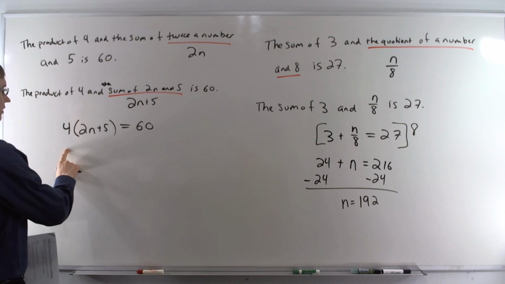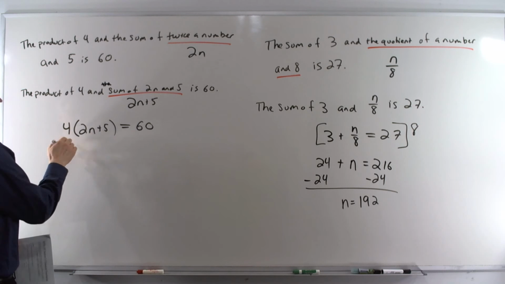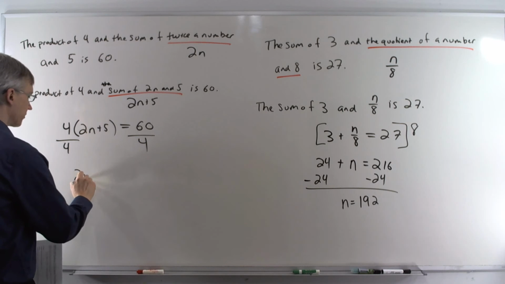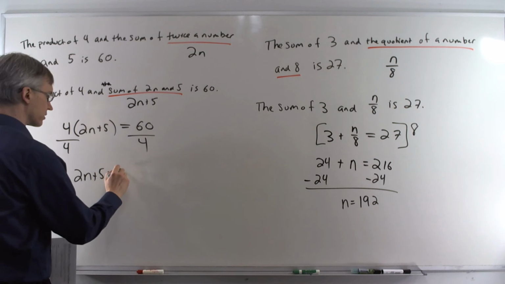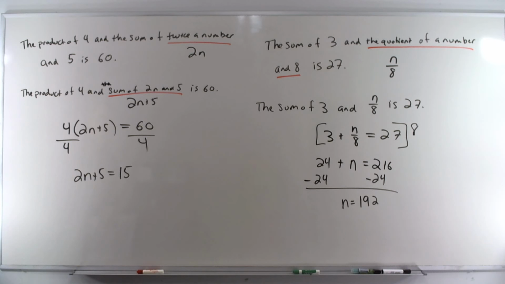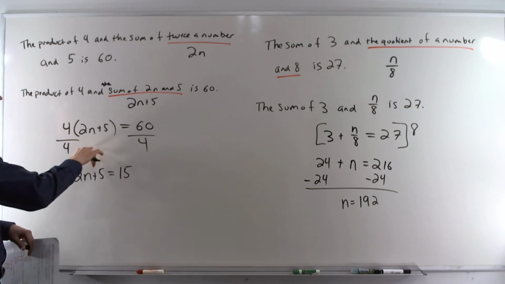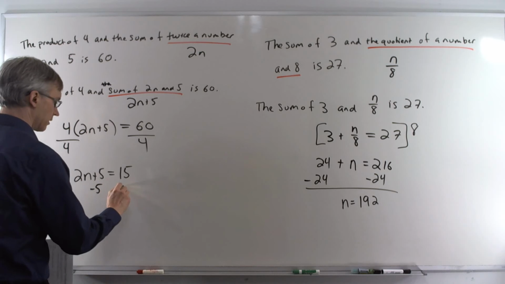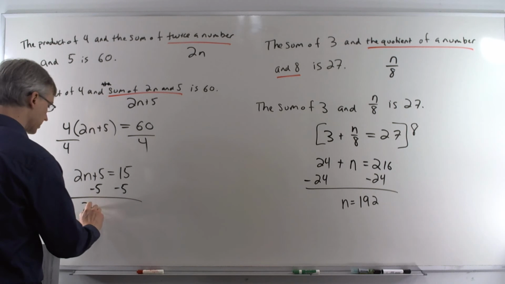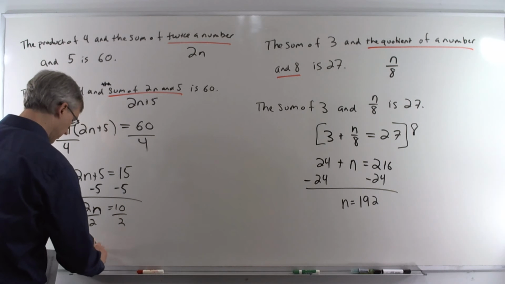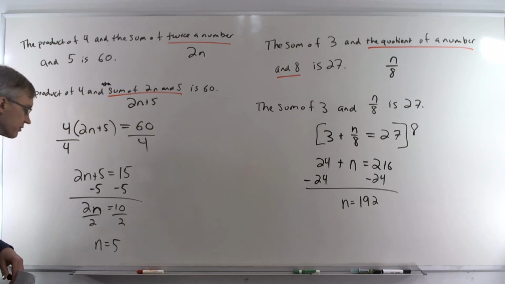2 different ways we can solve this. This entire side is multiplied by 4, so we could divide by 4 on both sides. And that gives us 2n plus 5 equals 15. The other way to solve this is to go ahead and distribute, and then we've got a regular linear equation to solve. That works too, but I think this way is faster. Now we can subtract 5 from each side, get 2n equals 10, divided by 2, and n equals 5.